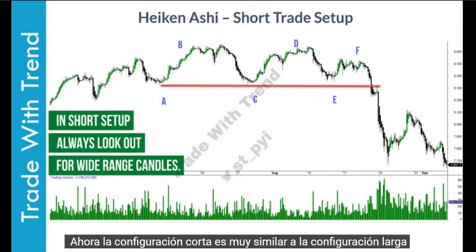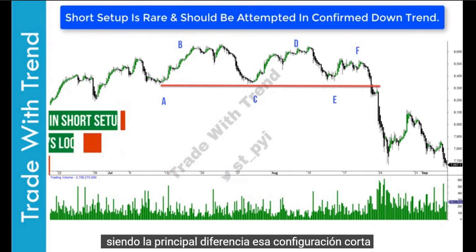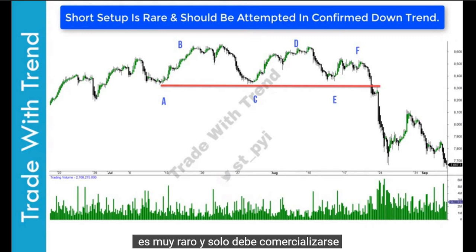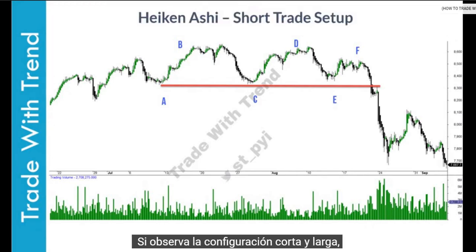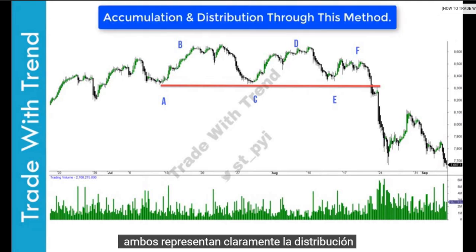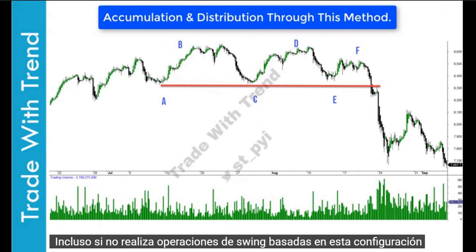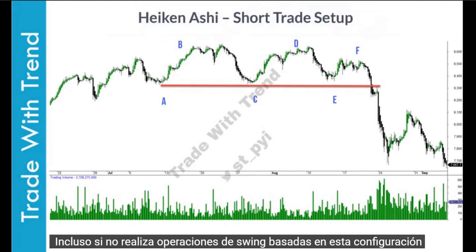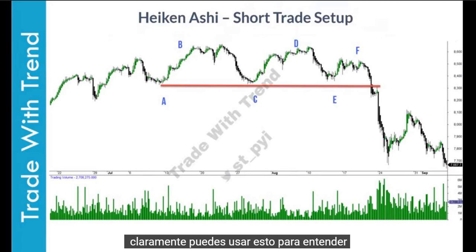Now short setup is very similar to the long setup, with the main difference being that short setup is very rare and should only be traded in a confirmed downtrend. If you look at the short and long setup, both clearly represent distribution and accumulation in the market. Even if you don't take swing trades based on this setup, you can clearly use this to understand the overall market structure over next few sessions.